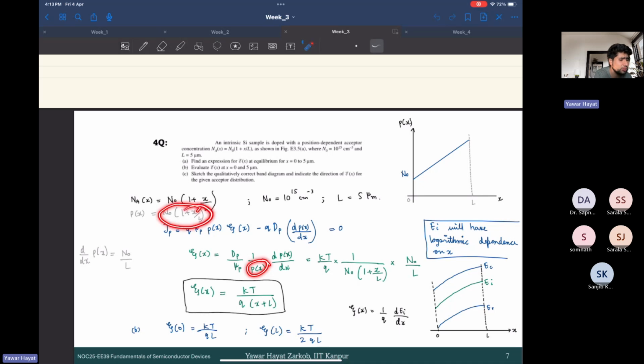P of x is n naught times 1 plus x by L. I've substituted that. dp of x by dx is n naught by L, and I'm substituting that here. Then you'll see a few terms cancel out. Even L will cancel out in the denominator, leaving L plus x. So this E of x would be kT by q times (x plus L).